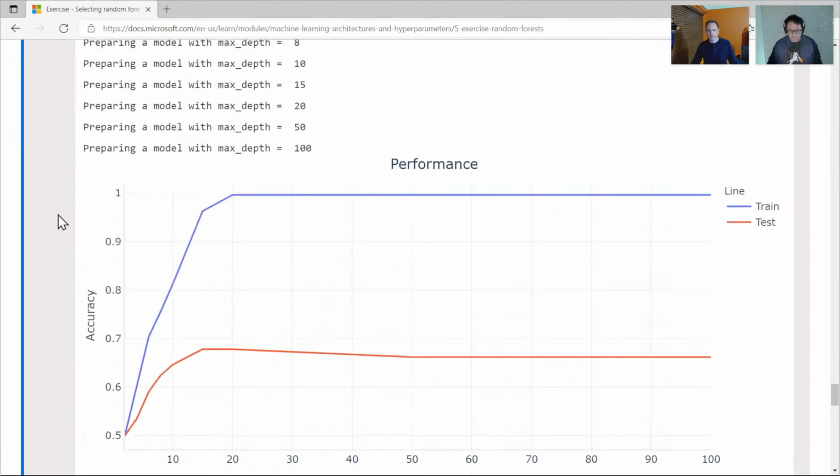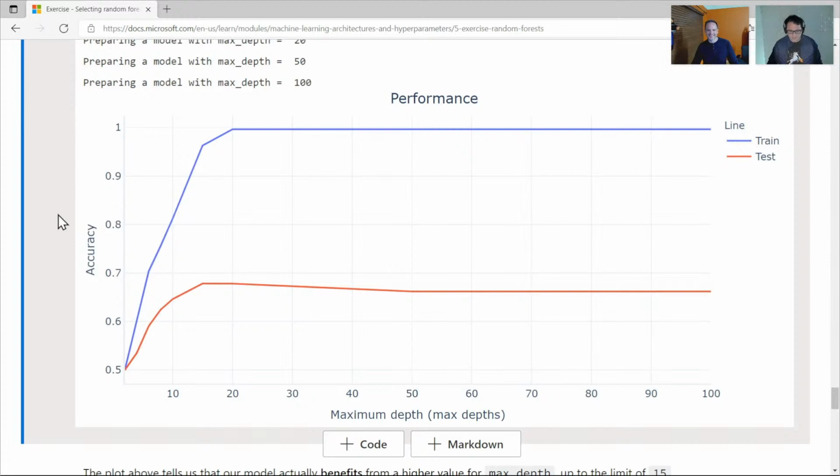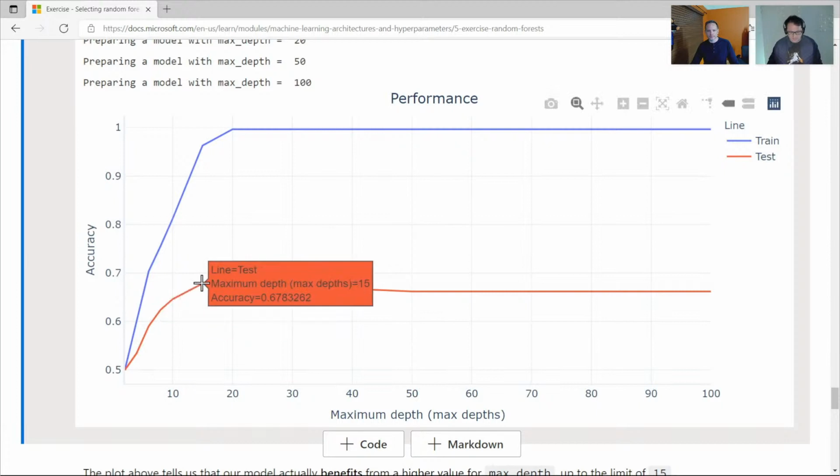Yeah, it's actually pretty good. Wonderful. And then we can see the performance there again. Our test data set is shown in red, and it's not performing too well until we get to about here, which is our depth level of 15. Yeah, it looks like the maximum depth of 15 is the good value here. So we can look at that chart and keep that value.